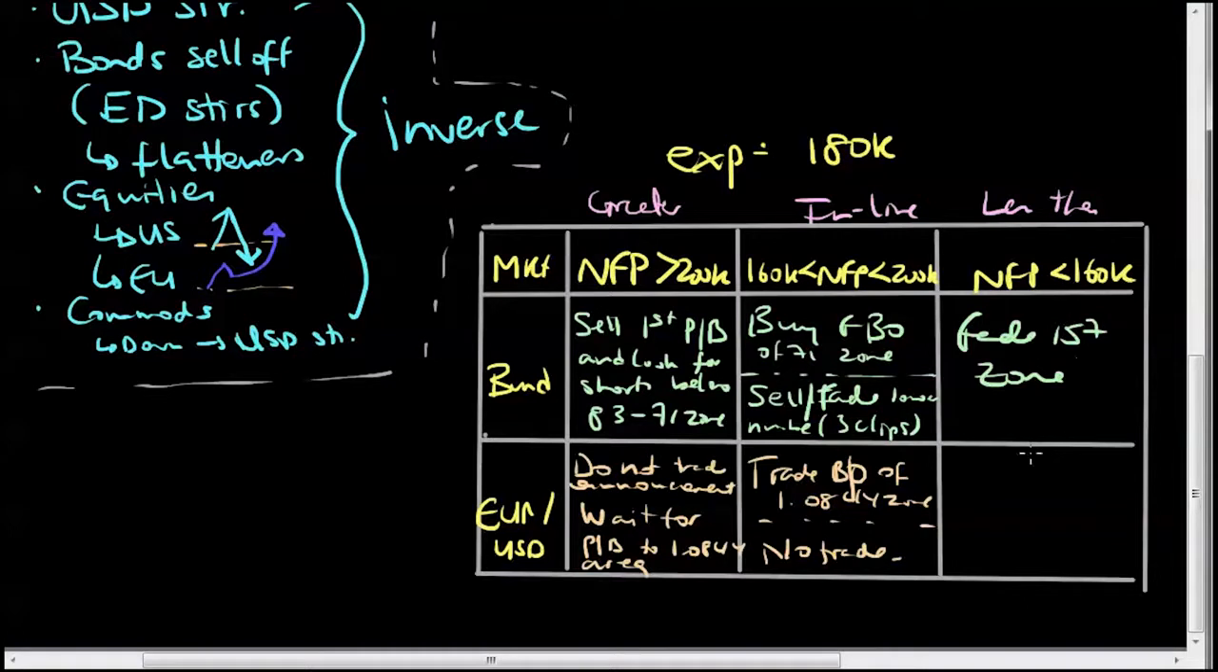If we get a figure that's lower than 160, in this case, just no trade. I'm not going to trade it. I don't like the structure in that scenario. And what I'm going to try and do is actually just focus more on the Bund.